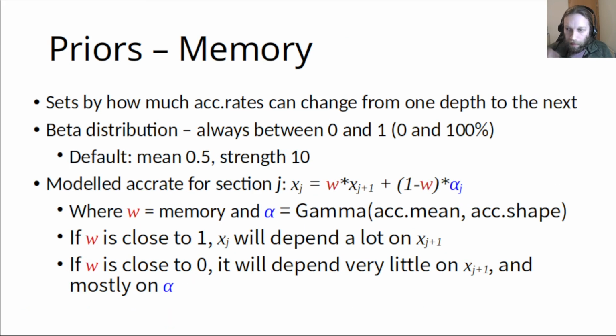So the memory is how fast our site could have changed in accumulation rate. That's a beta distribution, between 0 and 1. If it's very close to 0, then there's very little memory and the accumulation can change quite a bit from one depth to the other one. But if the memory is very close to 1, then the accumulation is almost constant. And you can play around with that.